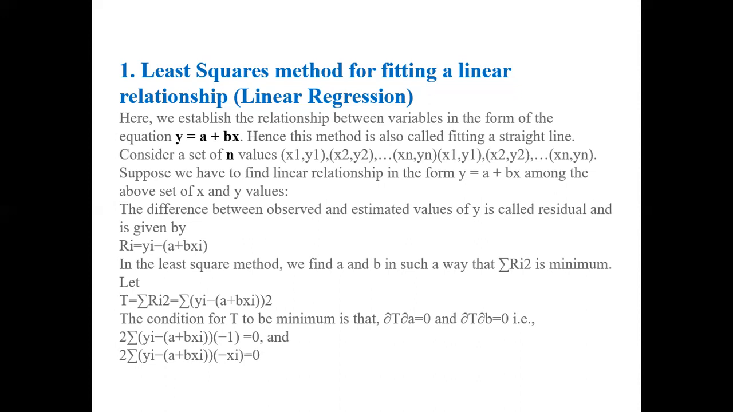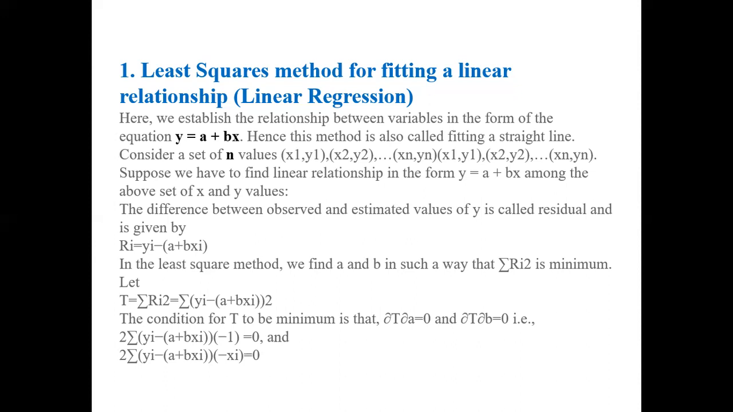This condition will be satisfied when the derivative of that function is equal to 0. Then t is minimum when the partial derivative of t with respect to a is equal to 0, and the partial derivative with respect to b is also equal to 0.